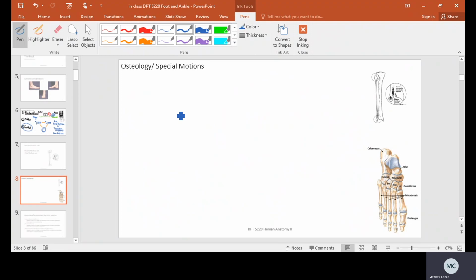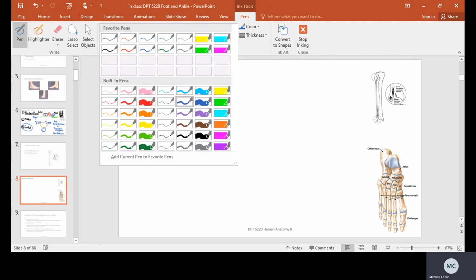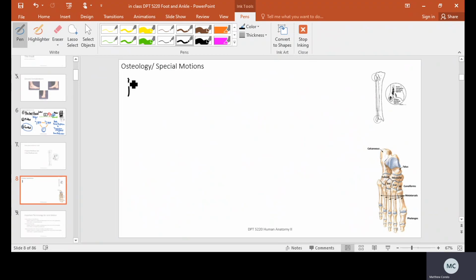All right, so when it comes to the foot and the ankle, a lot of times it is referred to as a mortise joint. Okay, what a mortise joint means is something called a saddle joint.